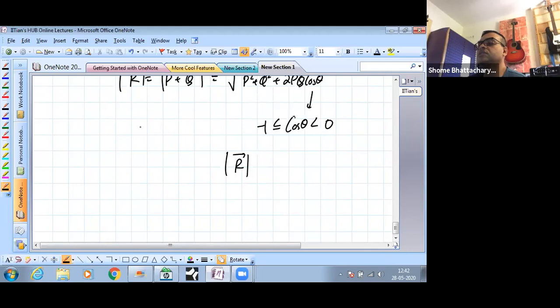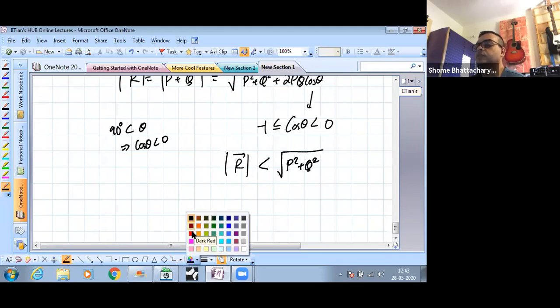Okay. So since theta is greater than 90, therefore cos theta is less than 0. So that means the magnitude of R is less than root of P square plus Q square, because this quantity here is negative. You can see this is now a negative quantity. So that means from this you are subtracting something. So the magnitude of R has to be less than this.